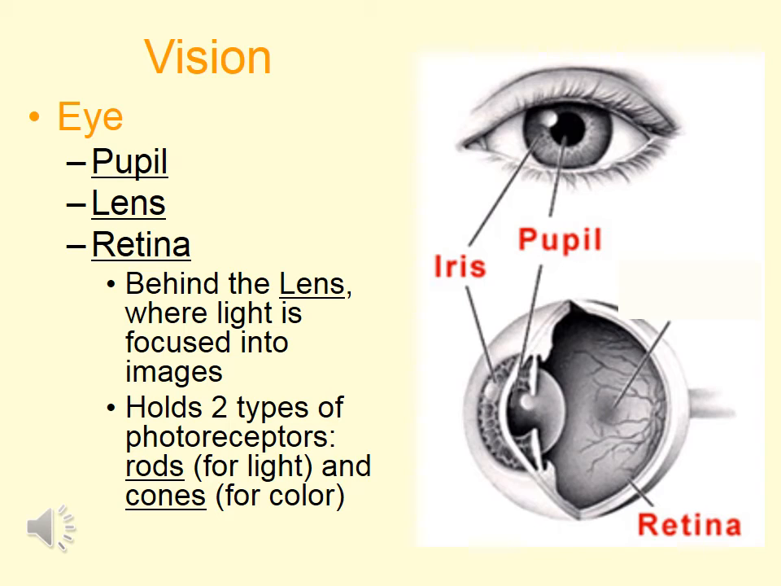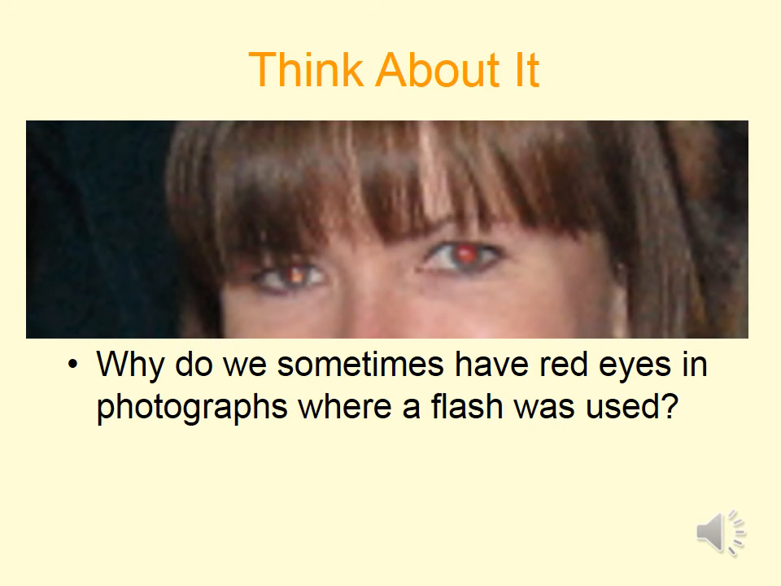But in the next picture, you'll actually see, sometimes when you take a picture of actual eyes, if the pupil is open, you can actually see the back of the eye. So here you've got red eye. You sometimes see red eyes in photographs where a flash was used. Basically, if it's dark and your pupil's dilated, you're taking a picture of the back of the eye.